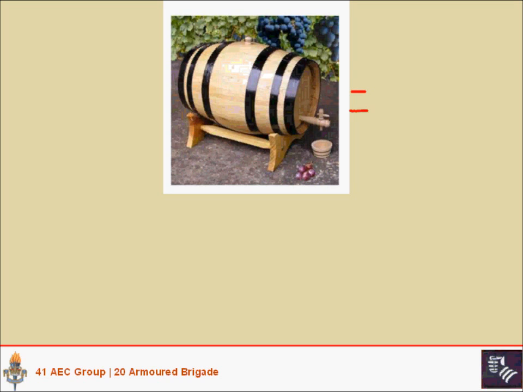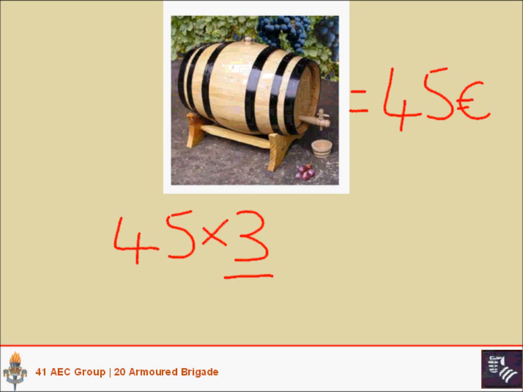If one barrel of beer, the one on the screen, costs €45, what would we pay for 3 barrels? You'd multiply the cost of 1 barrel by 3, which means that an increase in the number of barrels also increases the cost. So our 3 barrels would cost 3 times 45 equals €135.